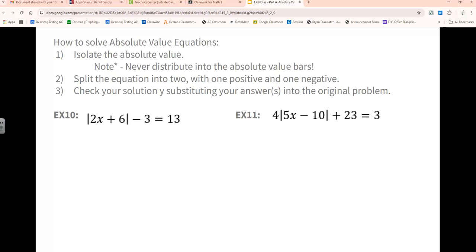Okay, let's do one more together. I'm gonna let you guys try 11 on your own here. So I'm gonna start off. Actually, I probably shouldn't have drawn that quite as long.